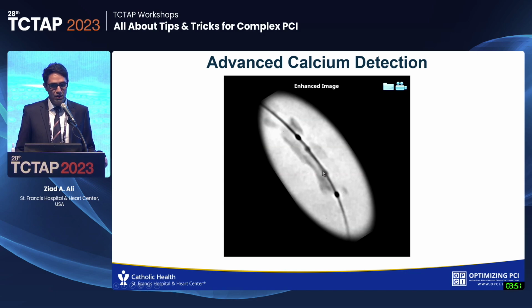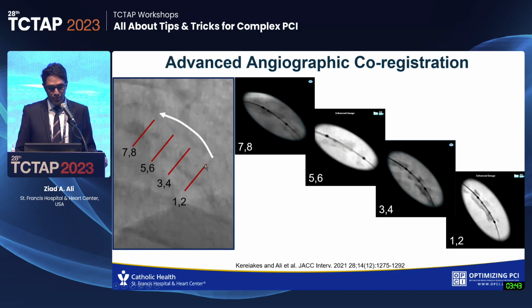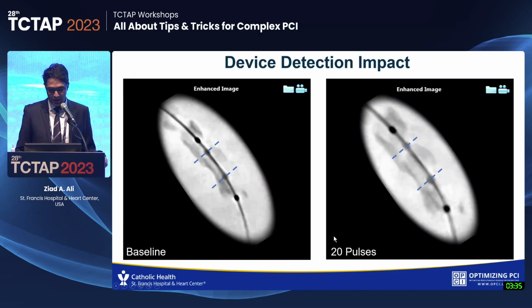You can see the emitters with crystal clear penetration, and you want to place your emitters immediately across from the calcium. This is an example of advanced angiographic co-registration where you can place the emitters on each side across the vessel wall to make sure that you can induce fracture. And here's an example. On the left side, you see baseline. On the right side, after 20 pulses, across from the emitters, and you'll notice that you can detect calcium fracture even on X-ray by advanced fluoroscopy.